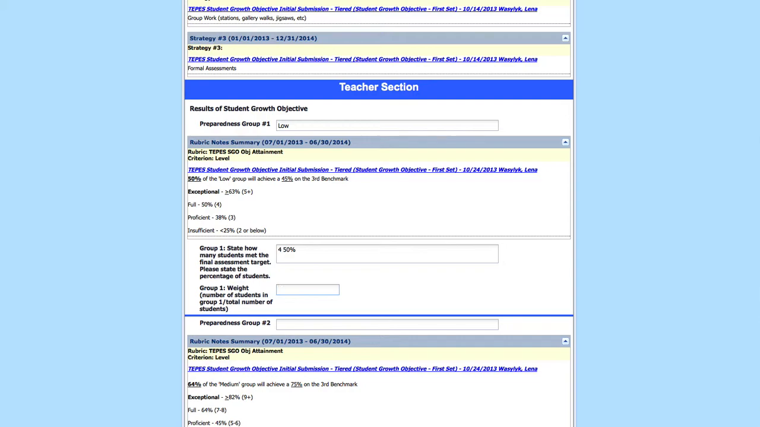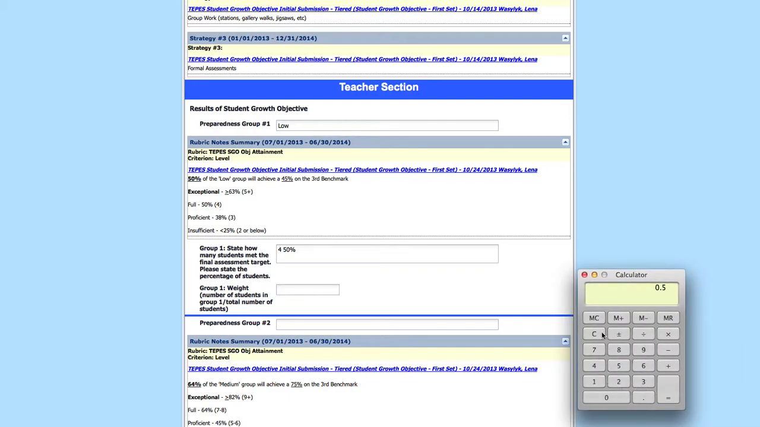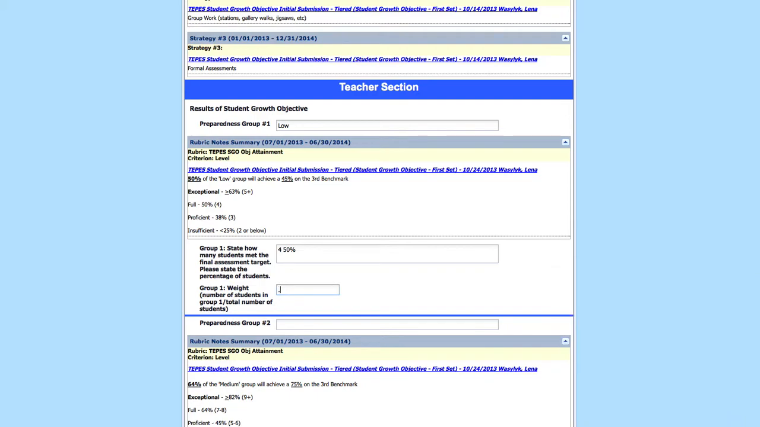So I am going to bring back my calculator, and I'm going to say 8 divided by 24 equals 0.33. So I'm going to give this 0.33. That's the weight of this group. The weight of the 3 groups is going to add up to 100 because it's a weighted average here. So the number of students in group 1, 8, divided by the total number of students, which is 24.